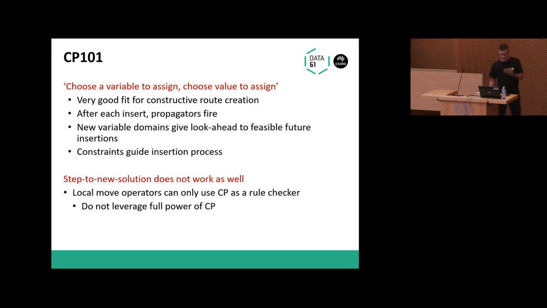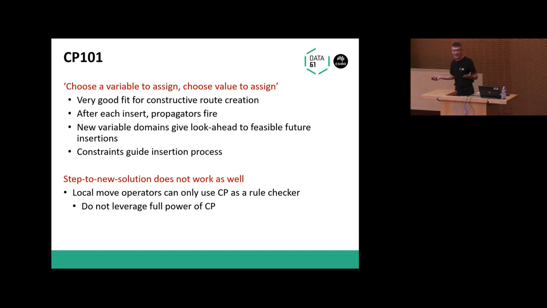Okay, and so the basic element of the loop there is to choose a variable to assign and choose a value to assign it. And that's almost exactly the words that I used for route construction. And so the CP element there is, I've got the variables representing the customers and the variables representing the route, and I'm making assignments to those. Now the problem with CP is that the step to new solution does not work as well.